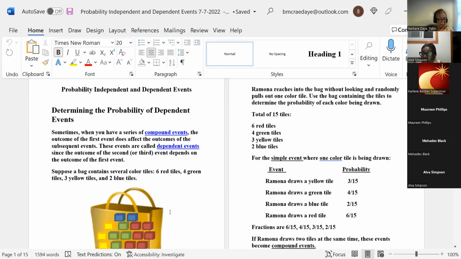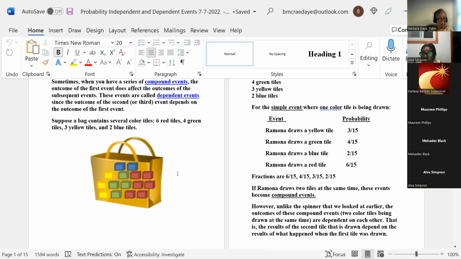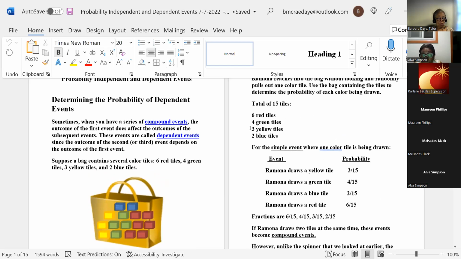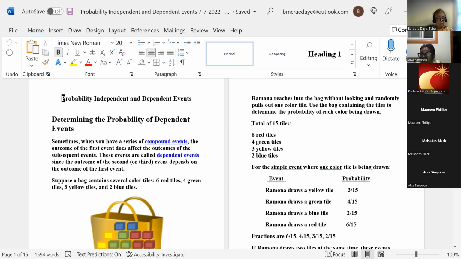Okay. Now, you see the bag here, right? It has 6 red tiles, 4 green, 3 yellow, and 2 blue. See the colors right here, but I put them over here, and that's a total of 15 tiles. Now, for a simple event, you just take the color and divide it by the total. So Alva, you see these tiles, right? 6 red, 4 green, 3 yellow, 2 blue. Total of 15. Alva, what's the probability of getting a yellow?